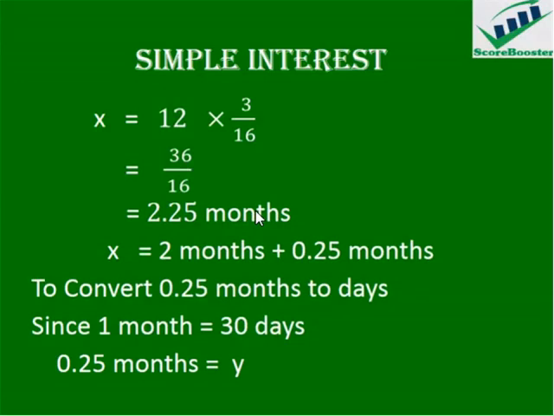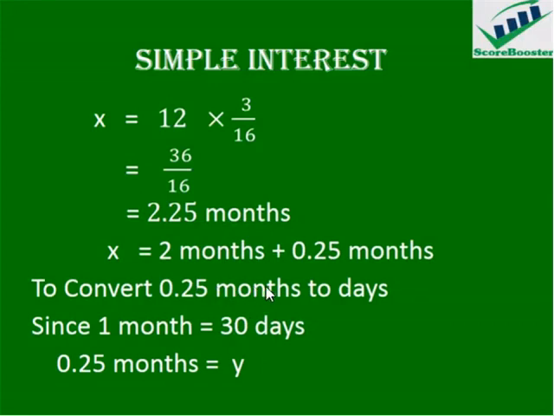You see, we have 2 months plus 0.25 months, which is what gives us 2.25 months. We know that this 0.25 months is not up to a month, it's like days in a month. So we are going to calculate the number of days that 0.25 months will be equal to.